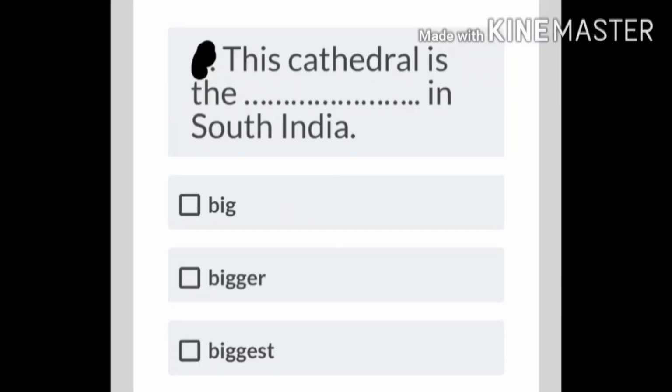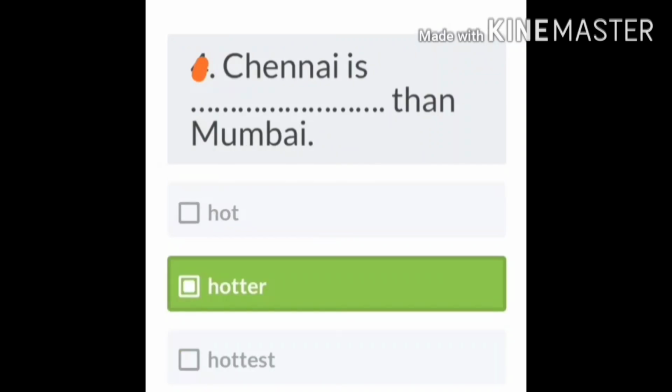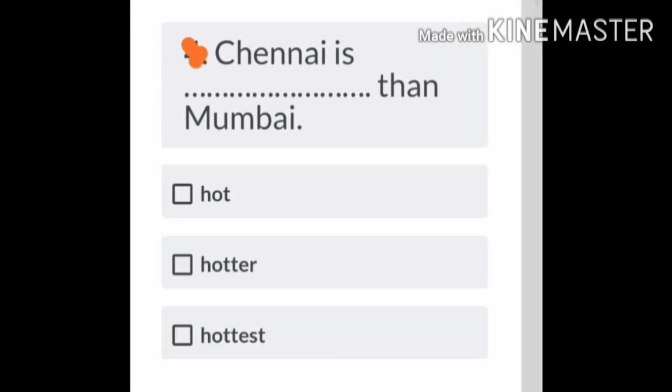This cathedral is the dash in South India. Big, bigger, biggest. Yes, biggest. This cathedral is the biggest in South India. Chennai is dash than Mumbai. Chennai is hotter than Mumbai.